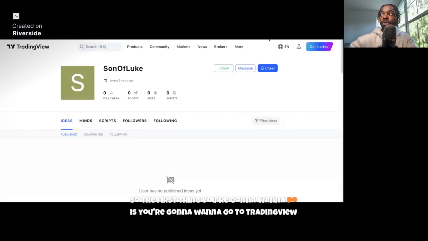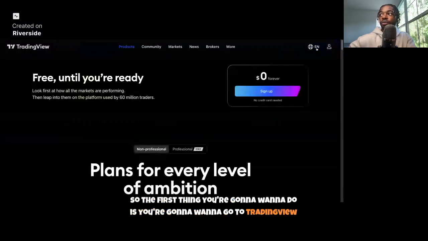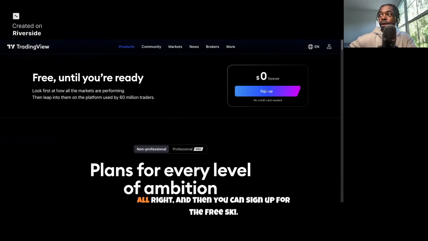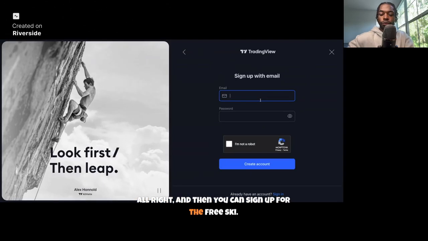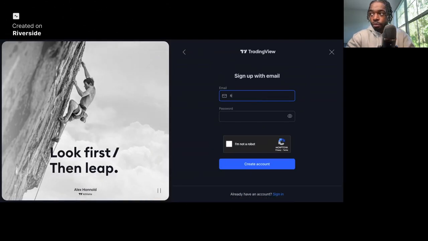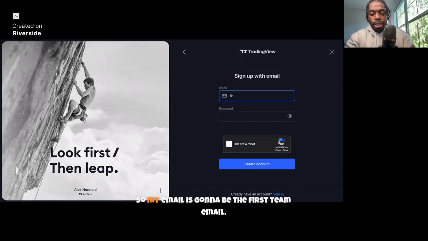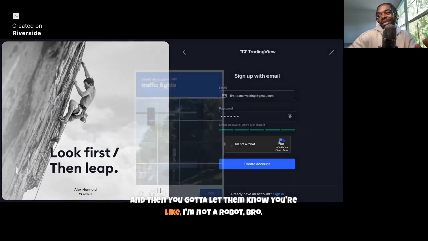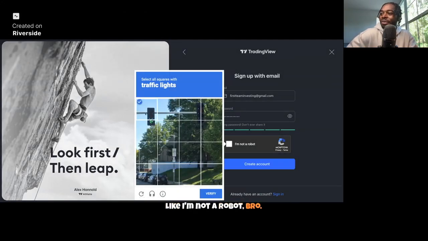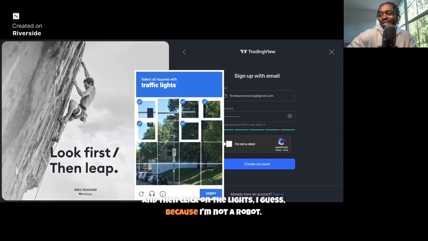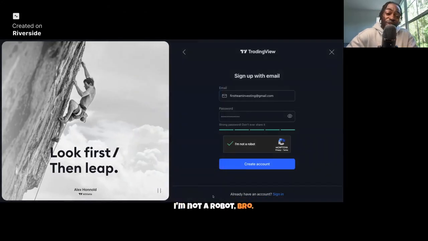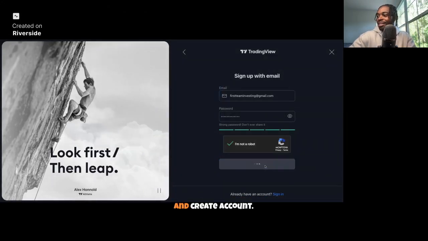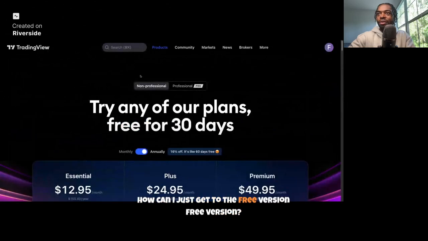The first thing you're going to want to do is go to tradingview.com, and then you can sign up for the free version. So my email is going to be the first team. You've got to let them know you're not a robot, bro. Click on the lights, I guess, because I'm not a robot, and create account. Let's get to the free version.